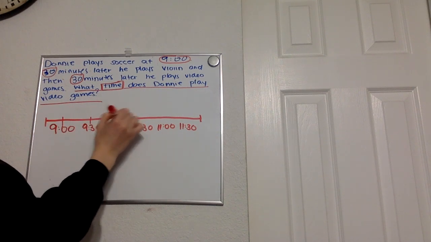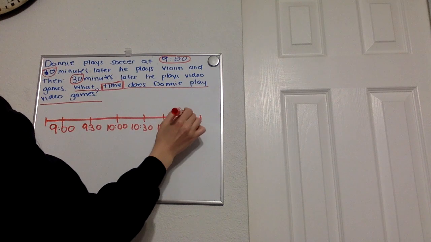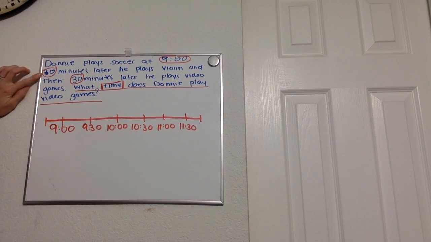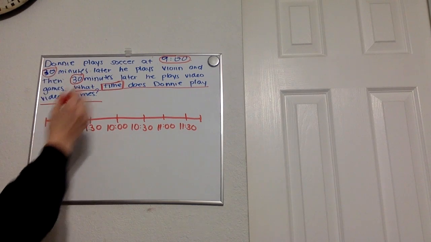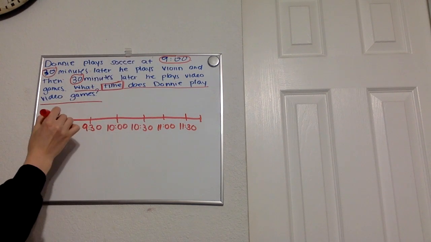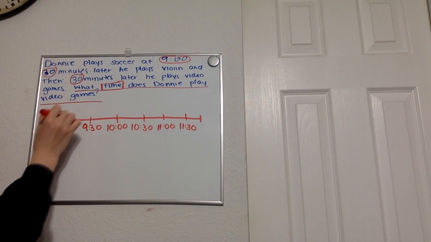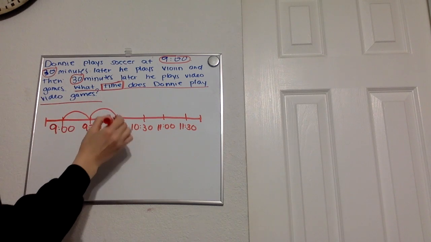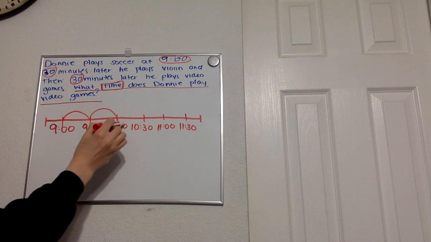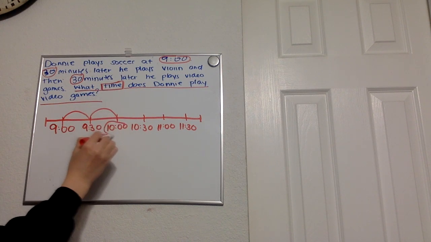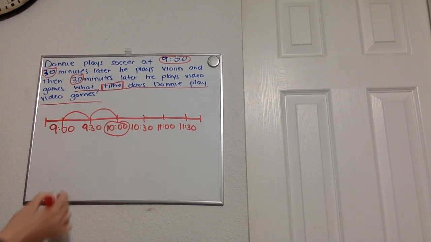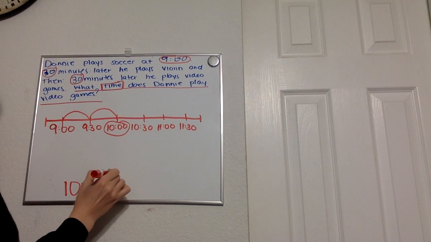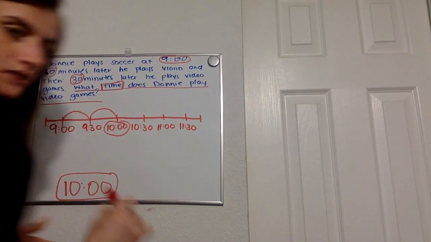I put my numbers on the bottom just so it's easier to see my hops that I make when I'm counting. Now I know I'm moving 30 minutes 2 times. So I'm going to start at my first time, which is 9 o'clock, and I'm going to make 2 jumps. 1, 2. So I move 2 30-minute increments, and I know my answer needs to be a time. So my answer will be 10 o'clock. Donnie plays video games starting at 10 o'clock. And just like that, you have your answer.